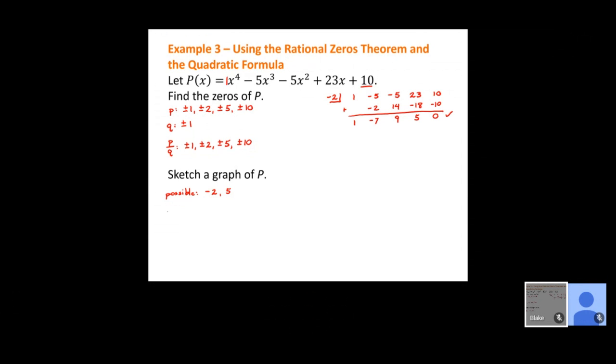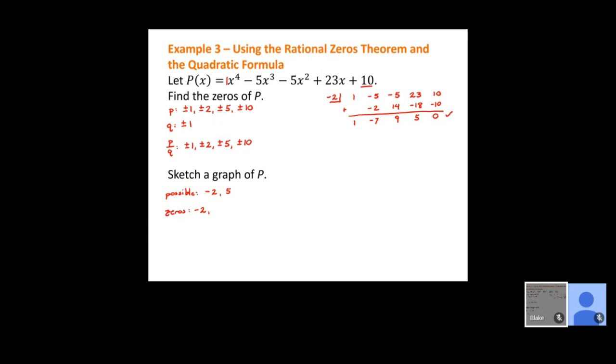Okay, so that tells us now that in terms of actual zeros, negative 2 is one of those zeros. Now, that's only going to get us down to an x cubed, right? Because we started with x to the fourth, we divided out one of our x's. So now we're left with an x cubed polynomial on this line right here. That's not enough to factor yet.